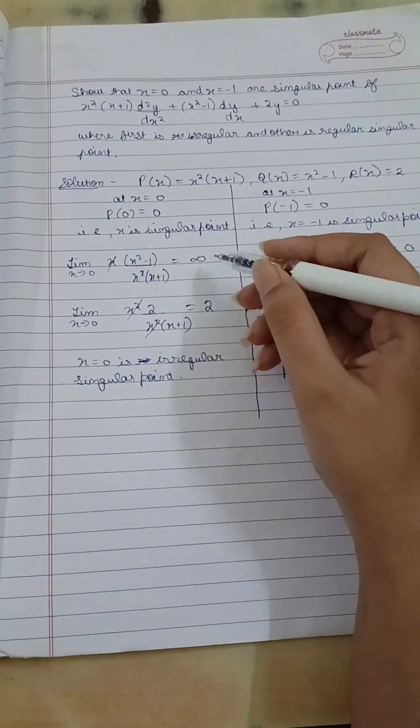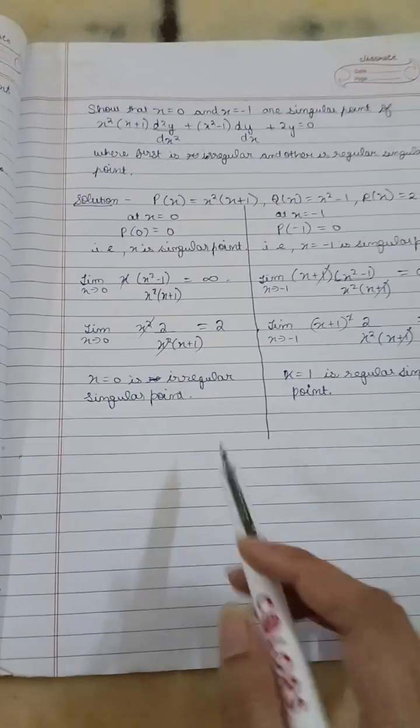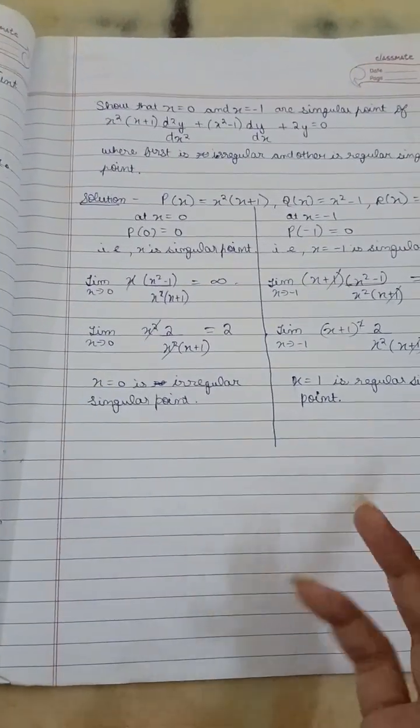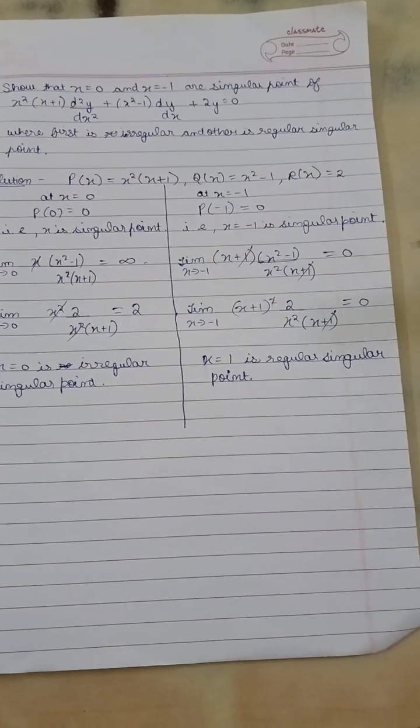But if any of the values is infinite, that means it is an irregular singular point. So x equals 0 is an irregular singular point. Let us check the other one. X equals minus 1.